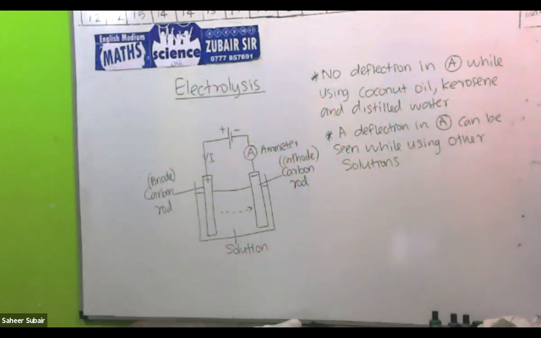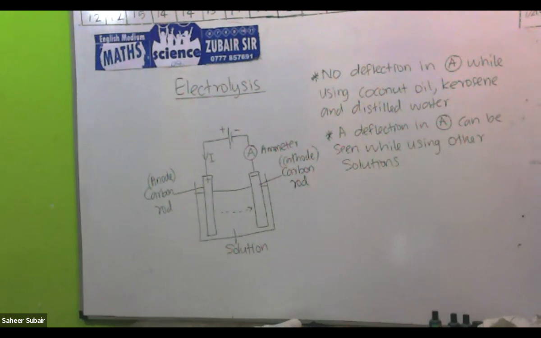No deflection in the ammeter while using coconut oil, kerosene oil, and distilled water. A deflection in the ammeter can be seen while using other solutions like acidified water, copper sulfate, sulfuric acid solution, and alcohol.